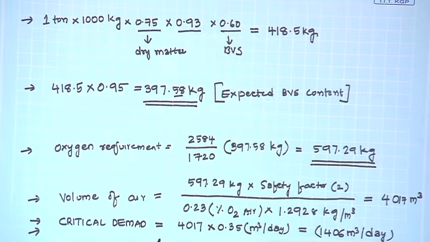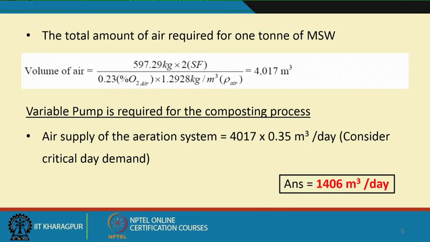Thank you. And now we will look into the next numerical. An anaerobic digester is to be designed for a dairy farm, and the dairy farm has 12 cows. Assume each cow produces 10 kg of dung daily, and the cow dung from all the cows.